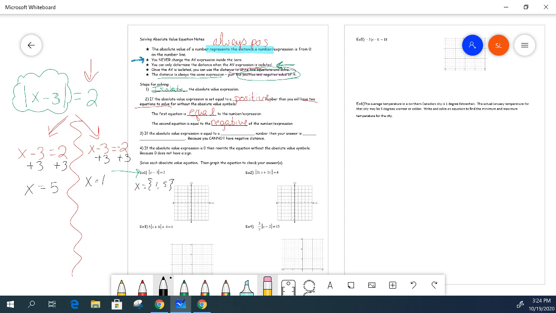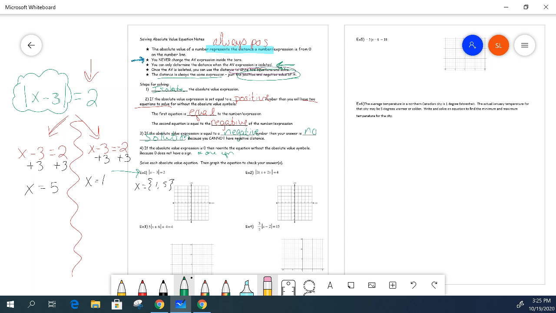But first, what if the expression is equal to a negative number? If it's equal to a negative number, then you have no solution because the absolute value can't be equal to a negative. We can't have negative distance. Then if the absolute value is 0, then we're going to rewrite it without the absolute value symbol. So then it really is just one equation. So here we have one equation, and that's it.